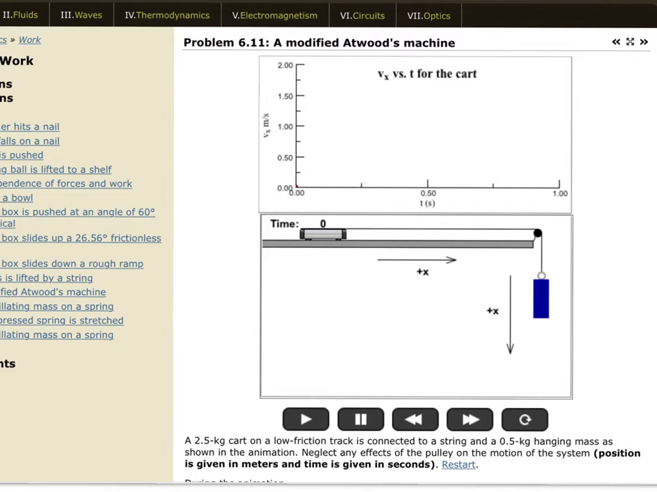Okay, the first two questions are on problem 611. We've actually seen this before. We saw it when we studied forces. So there's two ways of understanding. Let's play the simulation and watch it.